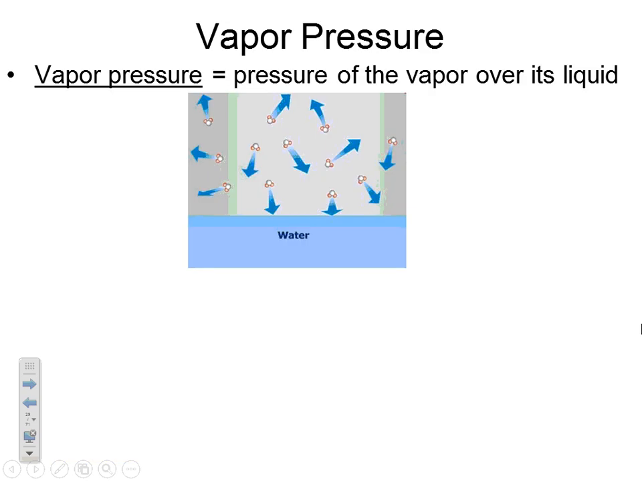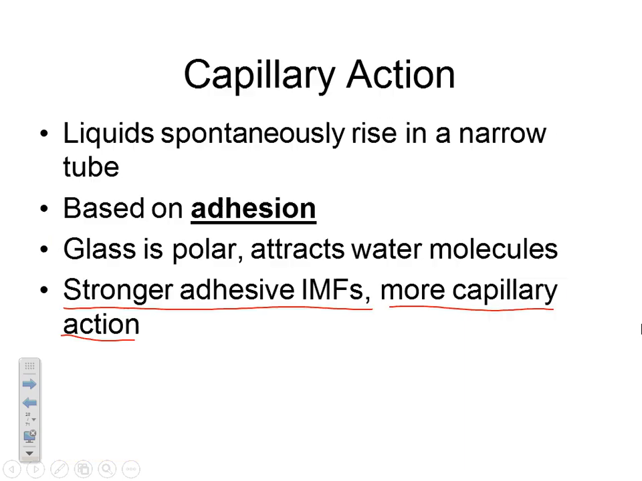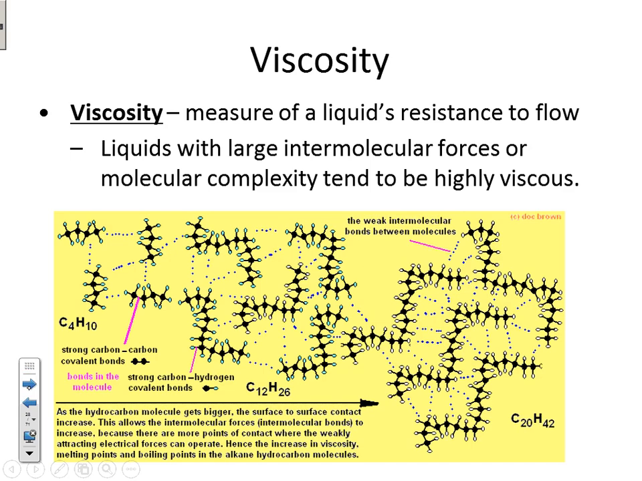Viscosity. I don't know why it's going through. There we go. Viscosity is, by definition, the measure of a liquid's resistance to flow. And I really like to think of this one right here. This is our definition of viscosity, resistance to flow. How much a liquid resists flow.